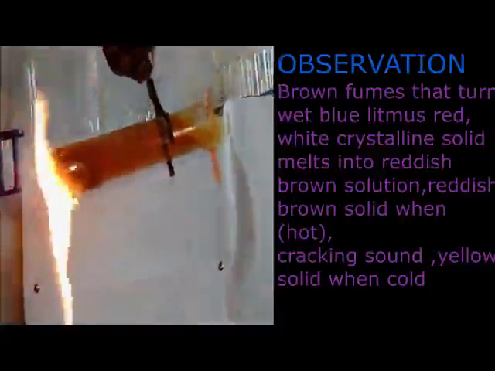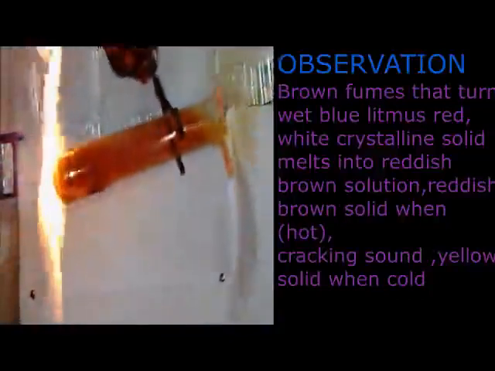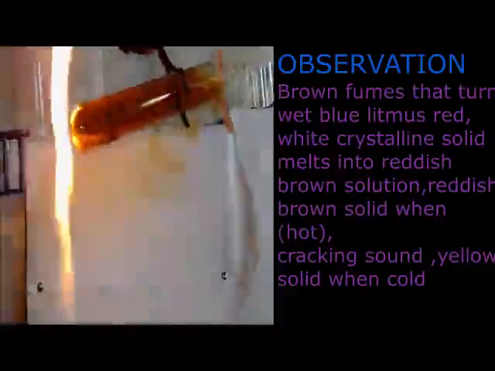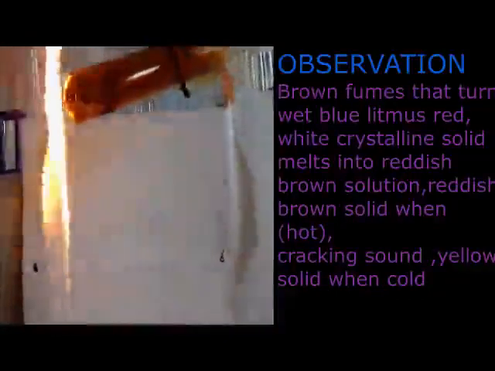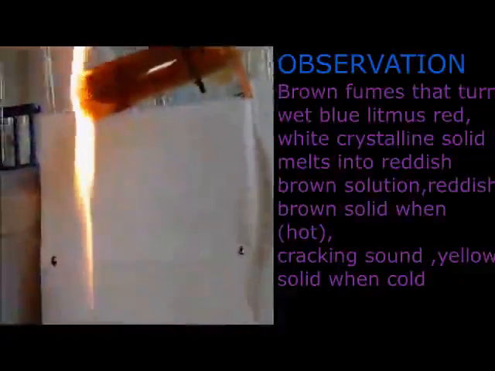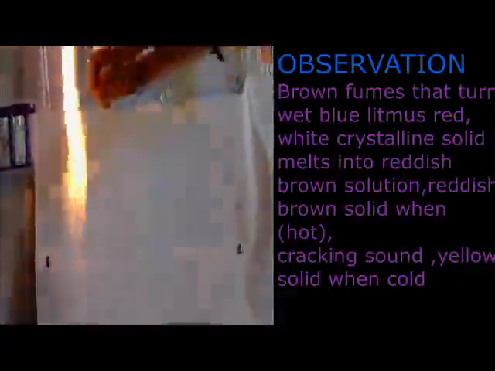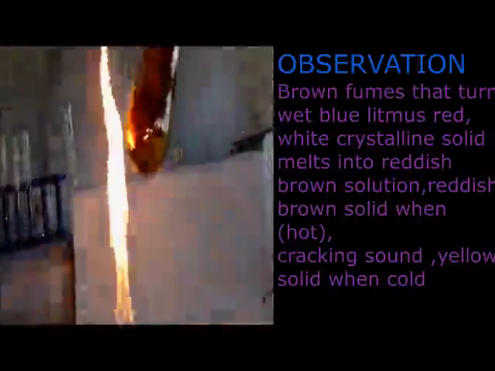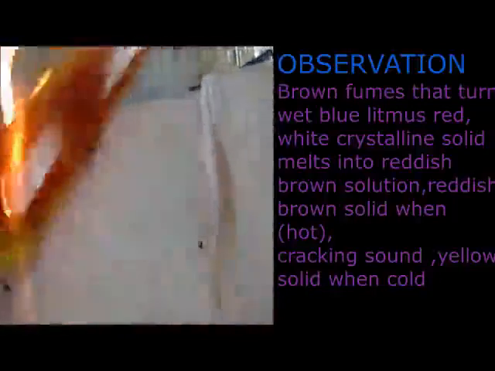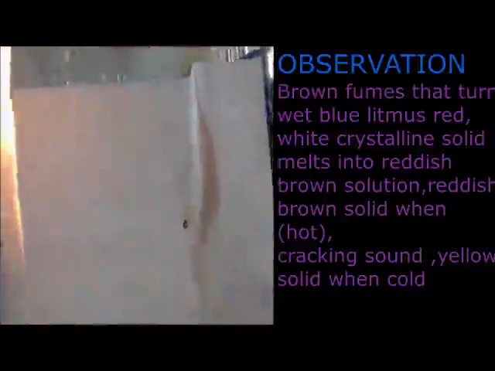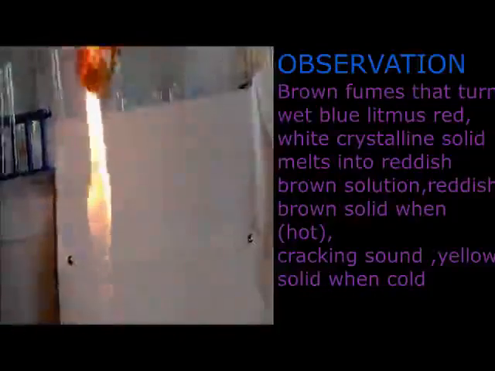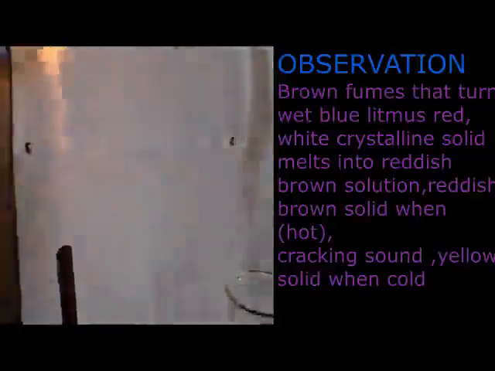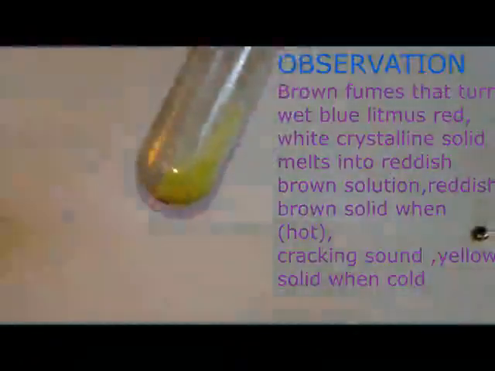Then brown fumes that turn damp litmus paper red. Those ones are going to be our observations. How many observations do we have now? And then lastly, the residue turns yellow on cooling.